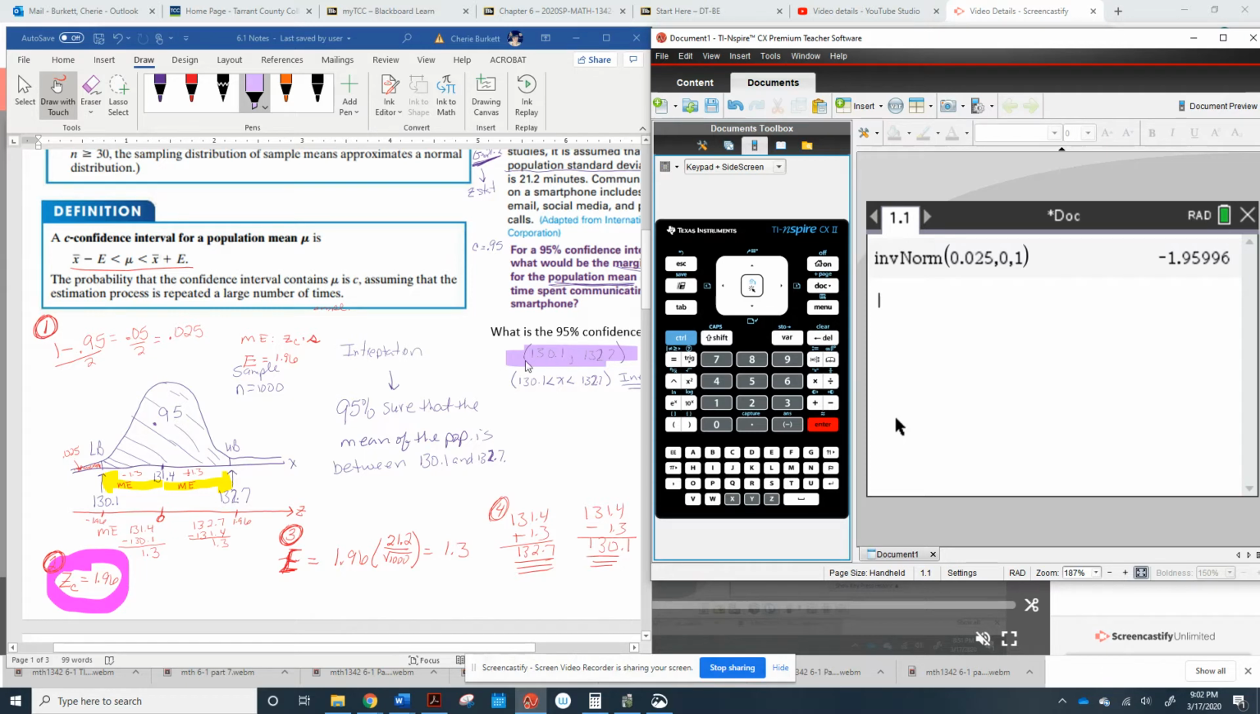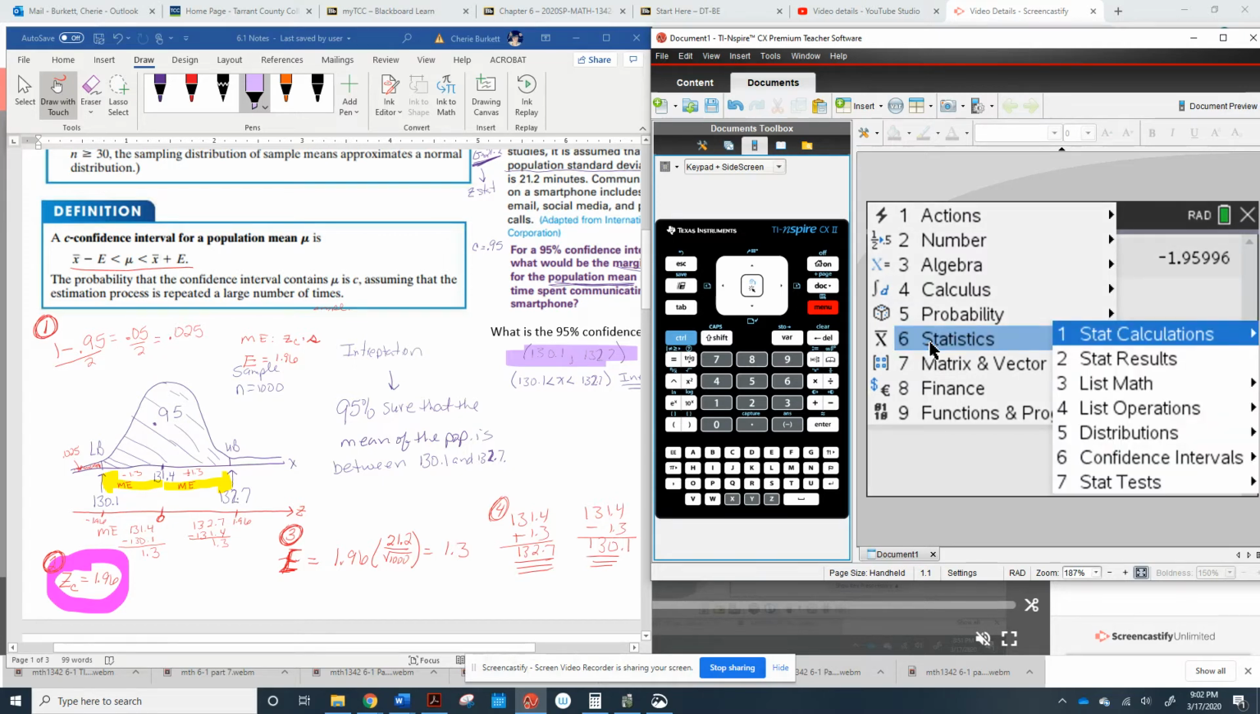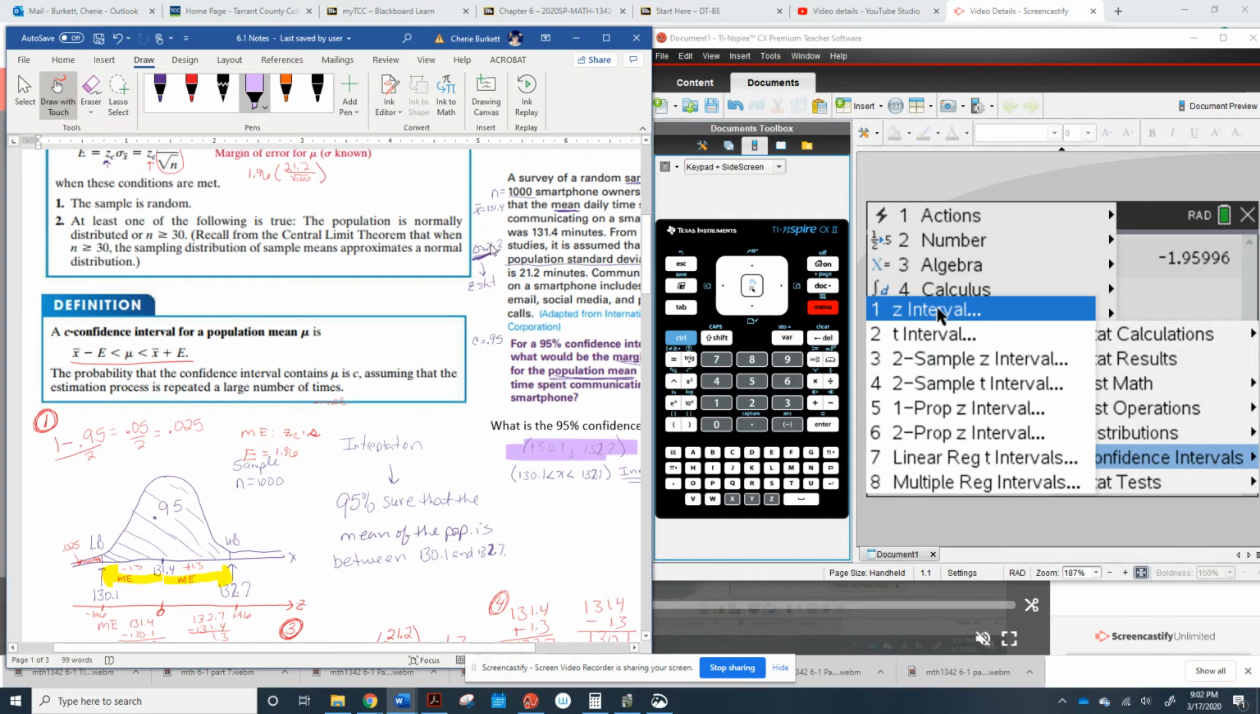Now, to find the confidence interval itself, it's pretty simple. You go to menu, you go to statistics, and what do we see in this list of things but confidence intervals? All you have to do is know what kind we're doing. This is a Z interval. Why is it a Z interval? Because we know this population standard deviation over here. So that's what we do on StatCrunch. Remember, we chose Z stat. Here we're going to choose Z interval.